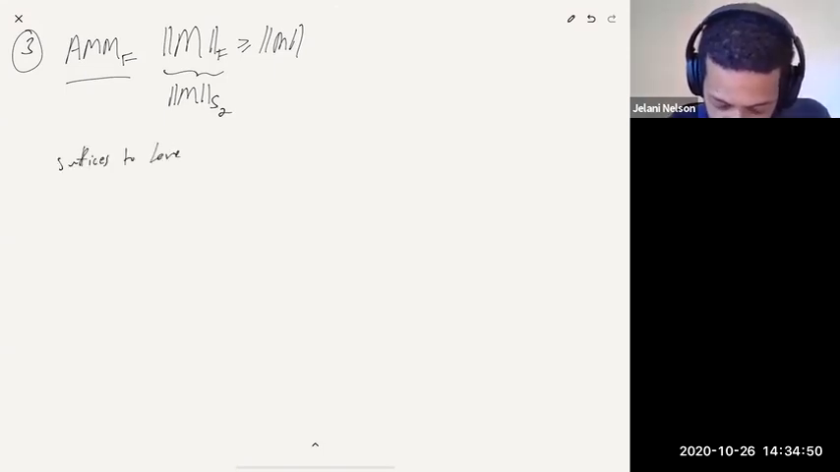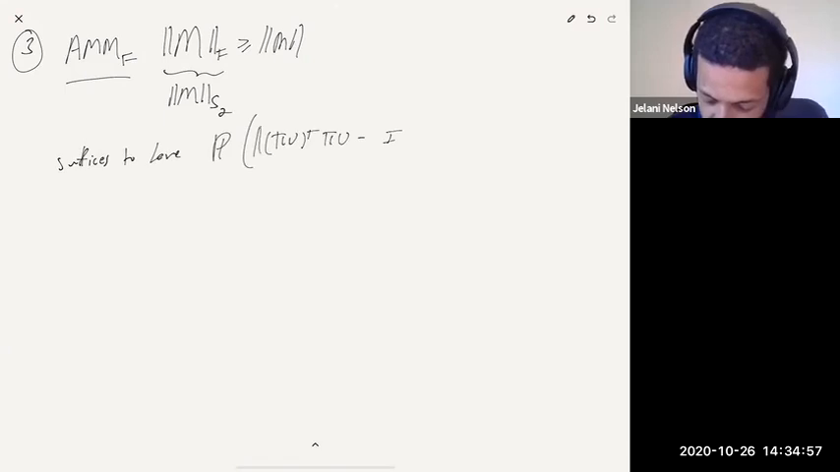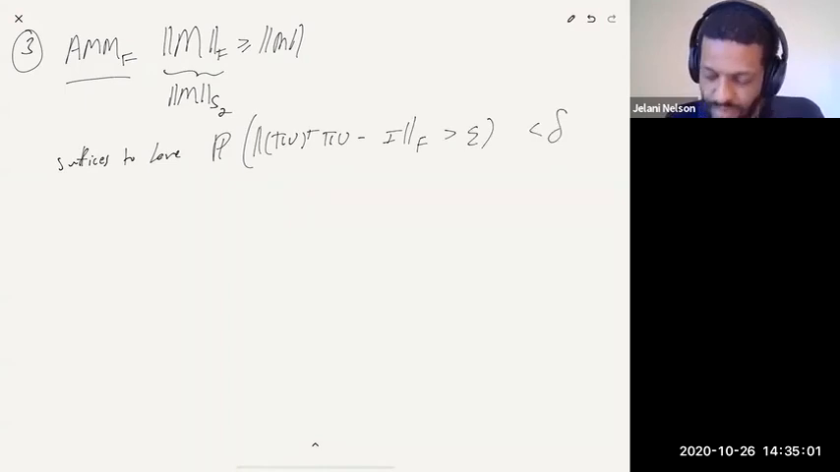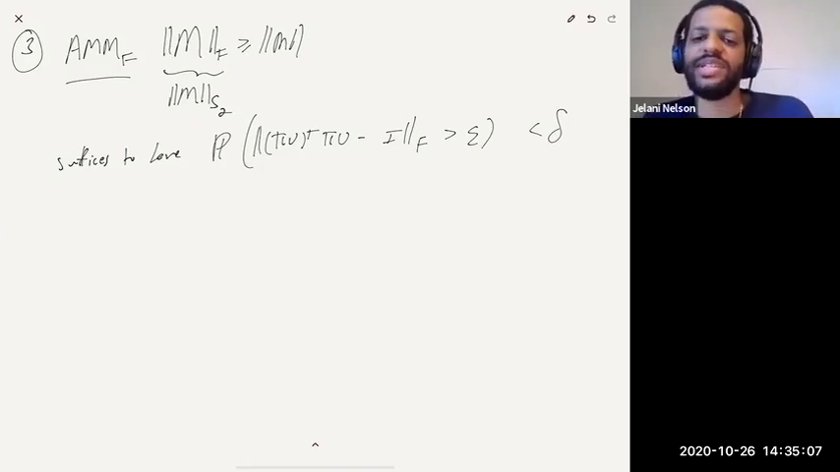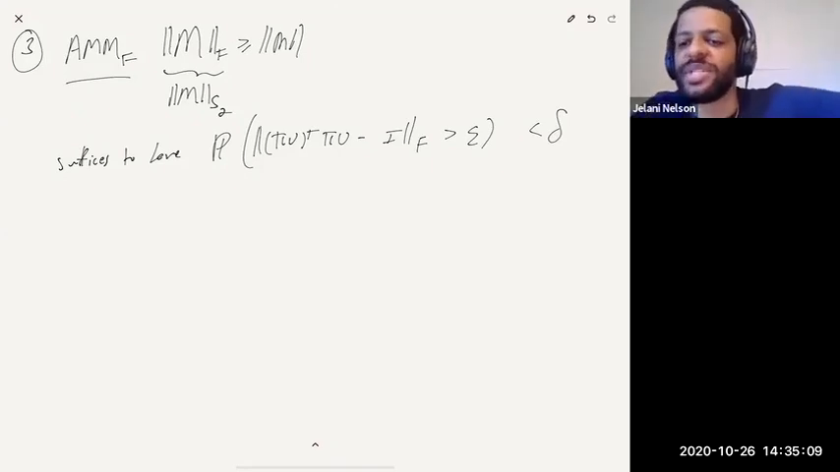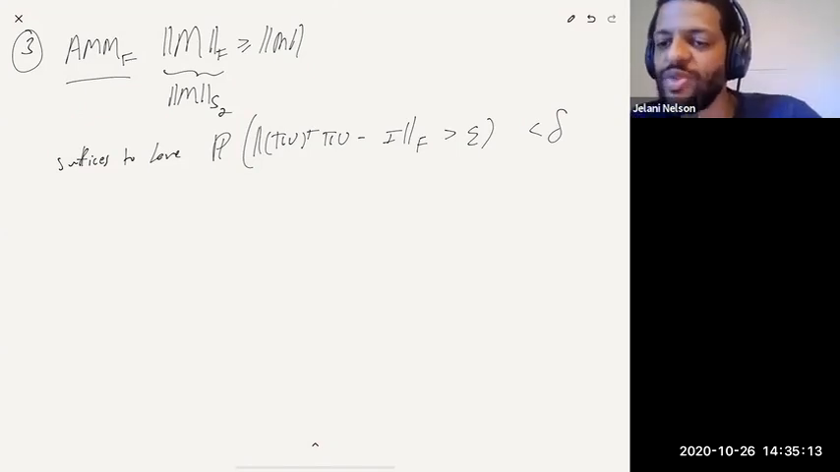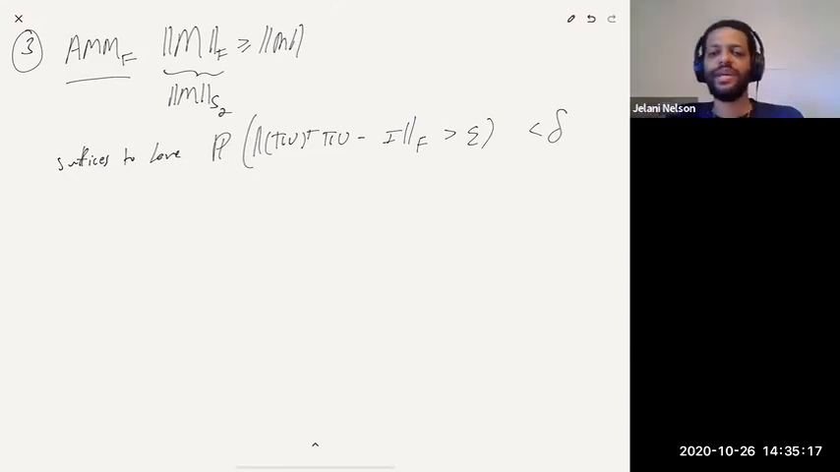So it suffices to have the probability that the Frobenius norm of (pi u)^T (pi u) minus the identity is bigger than epsilon be less than delta. If we have that, we'd be great for operator norm too, because we're saying that even the Frobenius norm is small with high probability. The operator norm is only going to be smaller. So if the Frobenius norm is at most epsilon, the operator norm is also going to be at most epsilon. Okay. And now how do you get this?